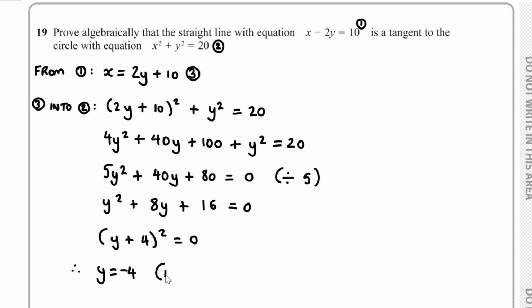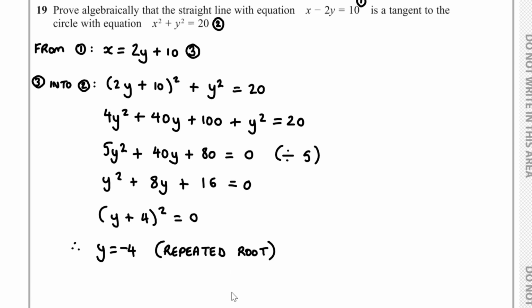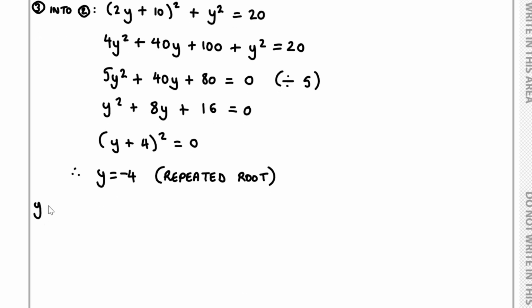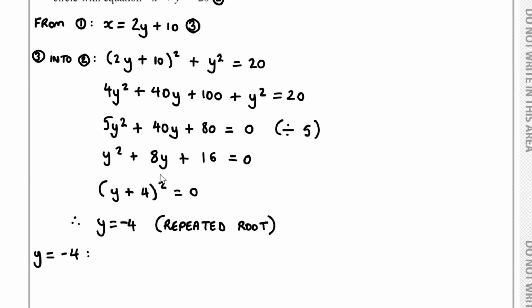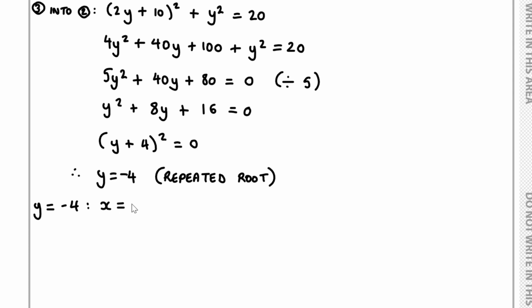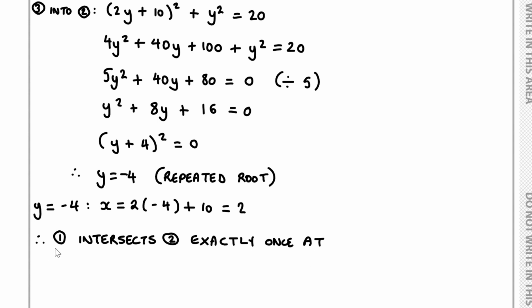So this here is a repeated root. So when y equals minus 4, we can find out the corresponding x coordinate by substituting into equation 3. So we've got x equals 2y, so two lots of minus 4, plus 10, so we've got minus 8 plus 10, which is 2. And therefore, equation 1 intersects equation 2 exactly once at (2, minus 4).